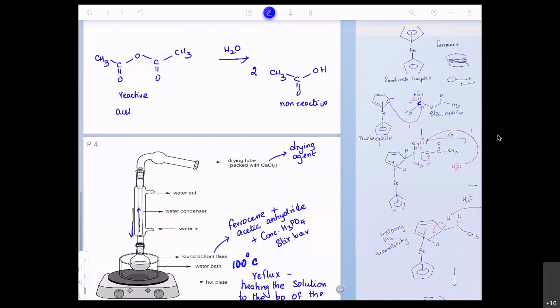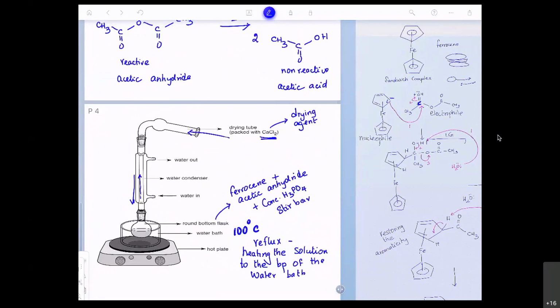So this is acetic anhydride, which will react with the moisture in the atmosphere to form acetic acid. You don't want this reaction to take place. So any moisture that comes in will be absorbed by calcium chloride, which prevents moisture from getting into the system. As I said, the reaction only takes about 5 minutes, but we usually let it go for 15 minutes or so to make sure that we get a reasonably good yield. And that is it with this reaction. It's a fairly straightforward reaction.